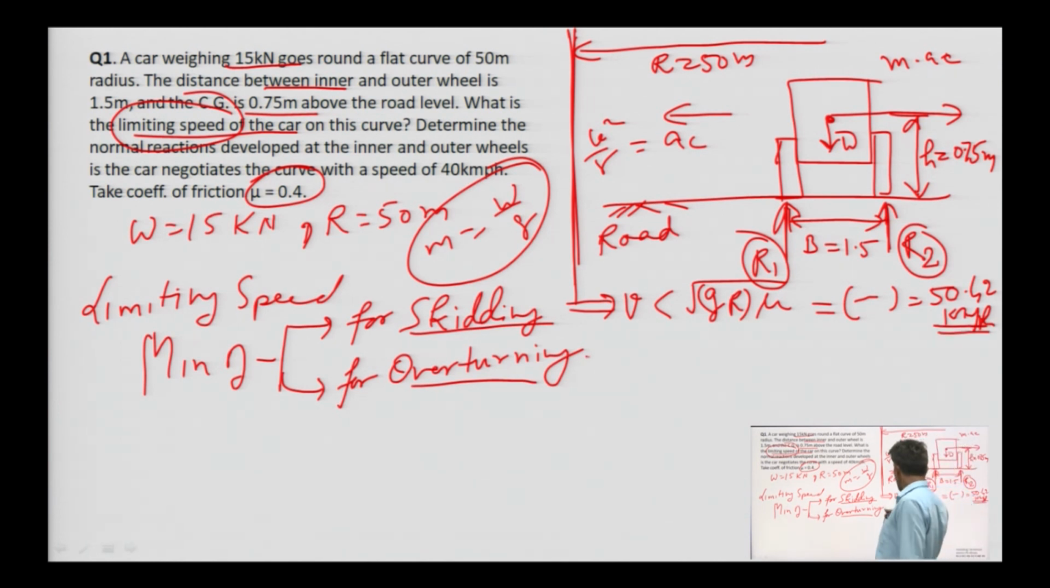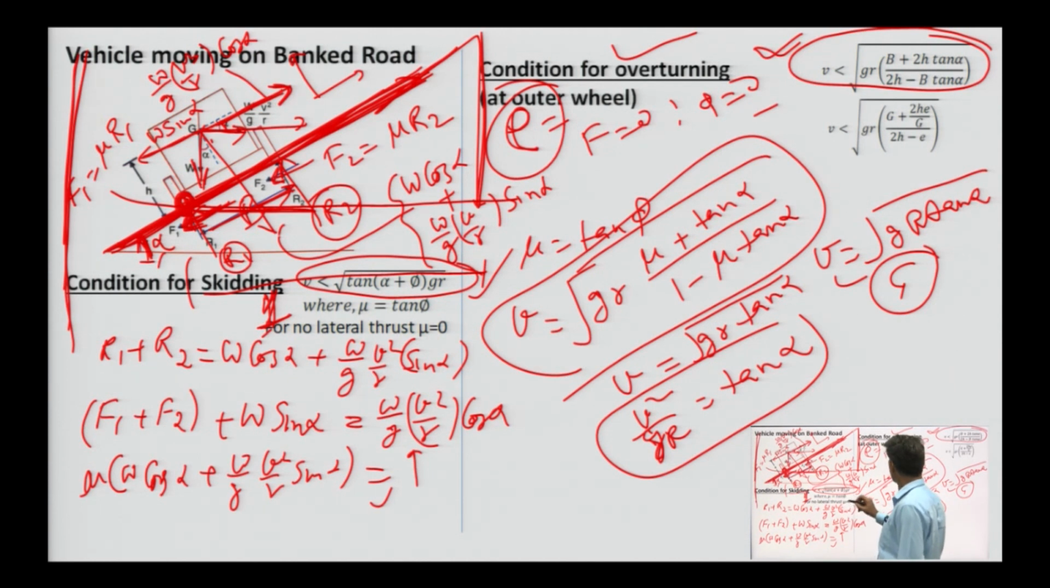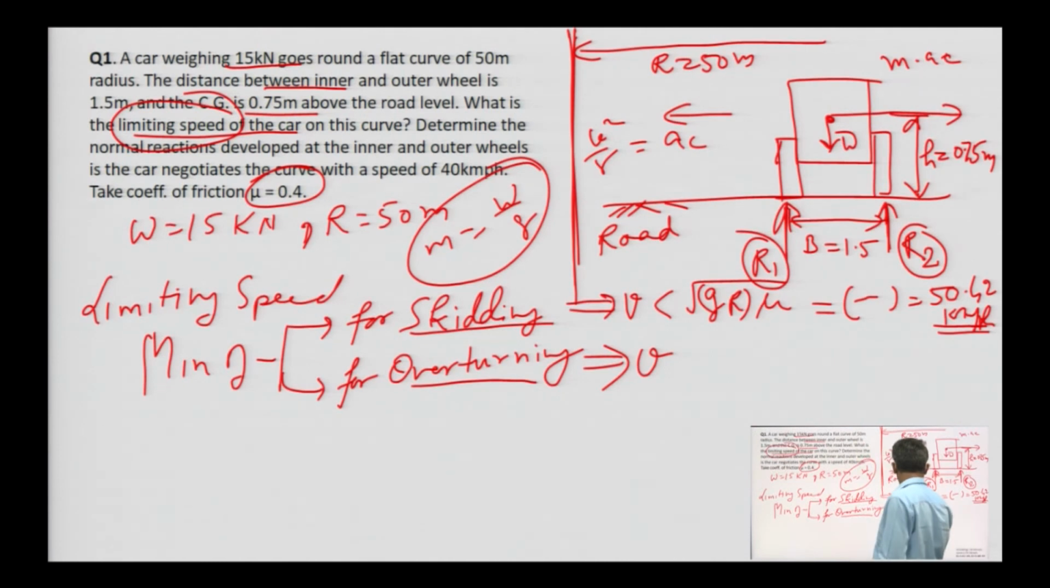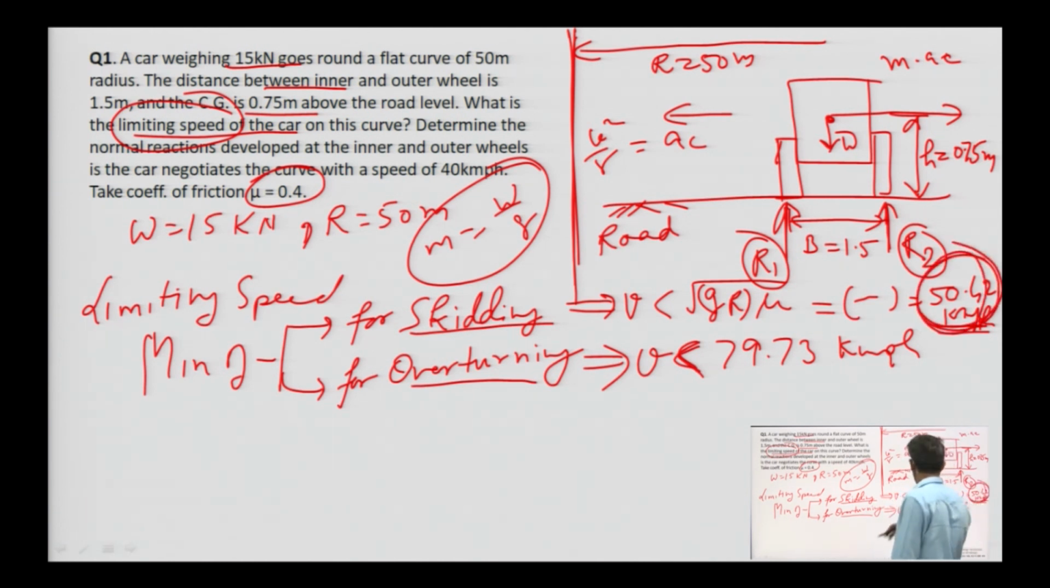Similarly, in case of overturning, you calculate the value using this expression. Put the values and you will have 79.73 kilometer per hour. Velocity should be less than this. So what will be the design speed? Design speed will be 50.42 kilometer per hour.